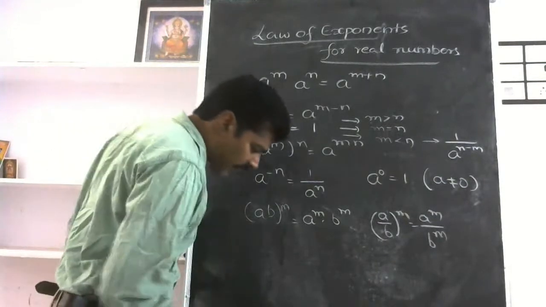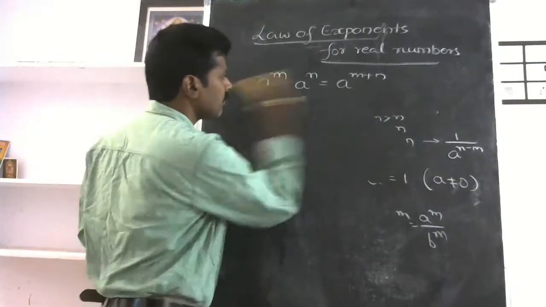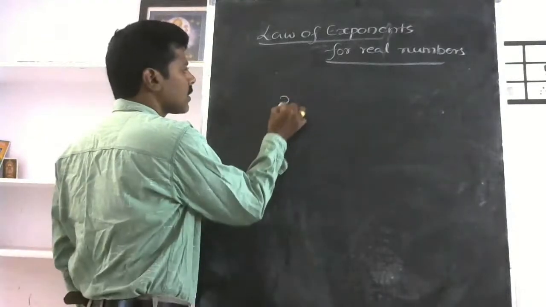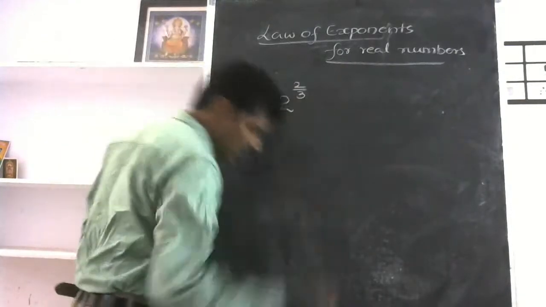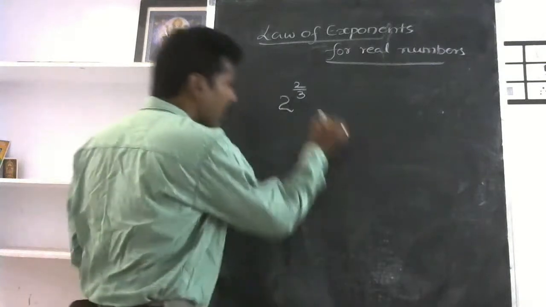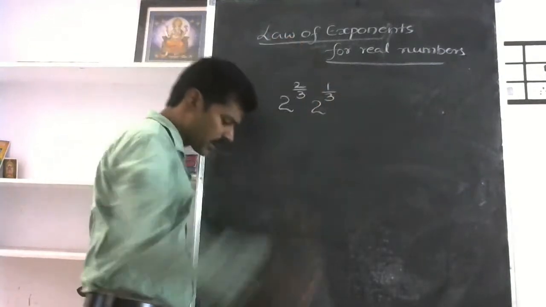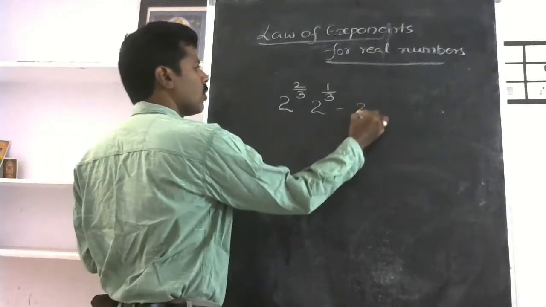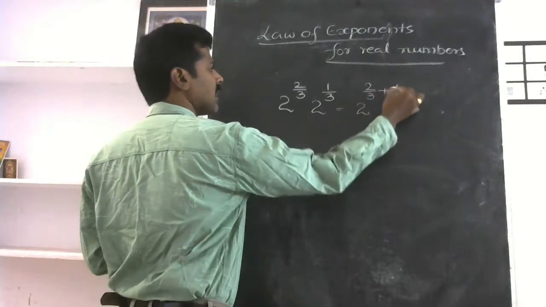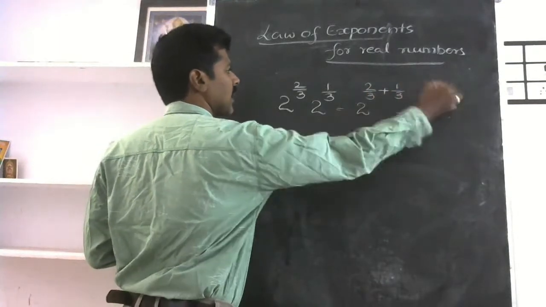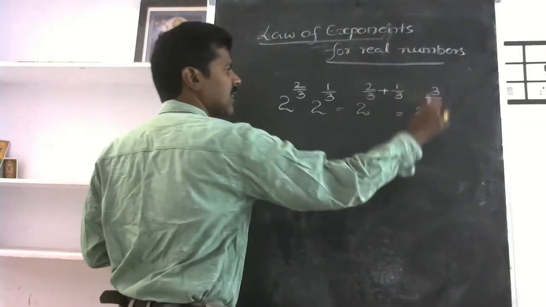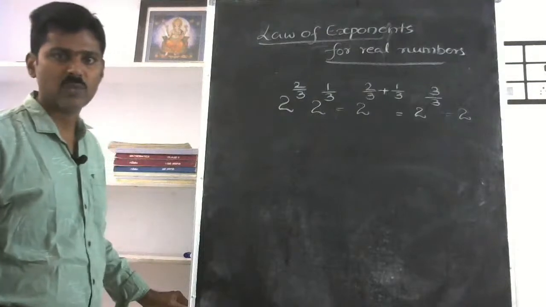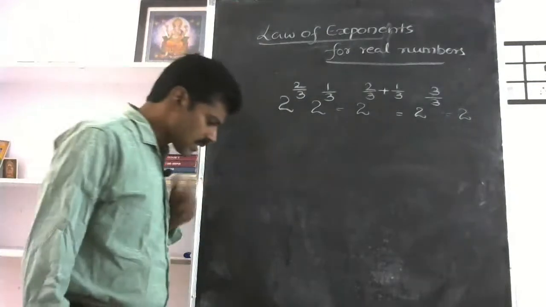For this, we will go with some examples that they have given in the textbook. See, 2 power 2 by 3 into 2 power 1 by 3. Can we finish this? The same rule we will apply, a power m into a power n, so I can go with 2 power 2 by 3 plus 1 by 3. As the bases are equal, 3 by 3 I will get, so 2 power 3 by 3, which is 1. Therefore we will get 2.